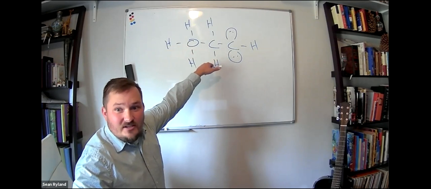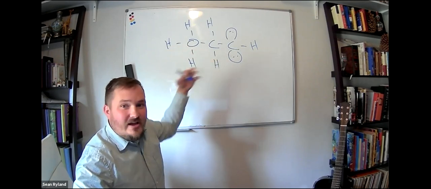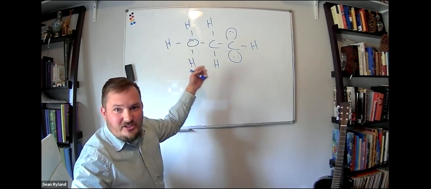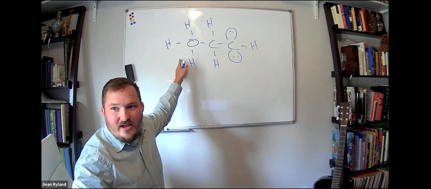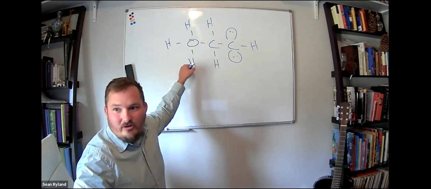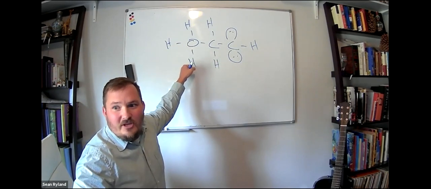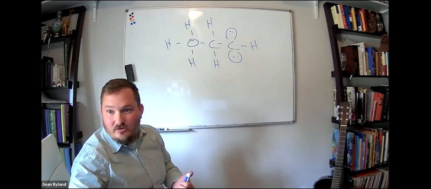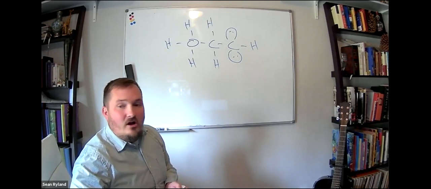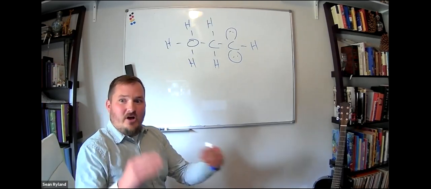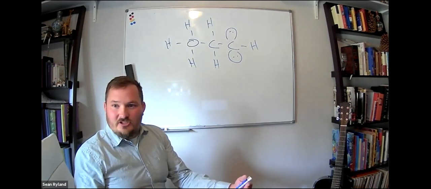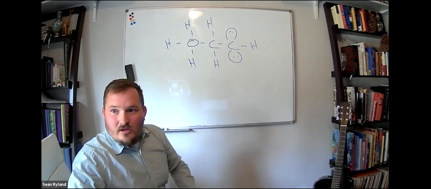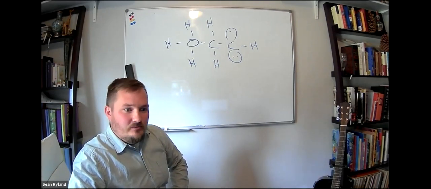This would not be considered a constitutional isomer, even though it has the same formula, because this isn't nearly as stable. This will actually spontaneously rearrange into ethanol. It'll move some of these hydrogens over to the carbons in order to make it more stable so that the carbons all have four bonds and the oxygen has two. So when I say draw all constitutional isomers, that doesn't mean every possible combination. It means all of the combinations where the formal charge is zero, or as close to zero as possible.